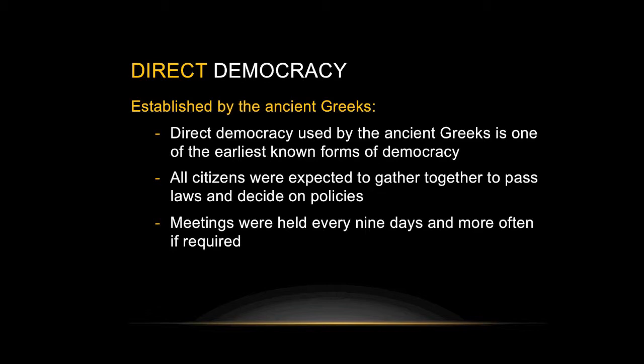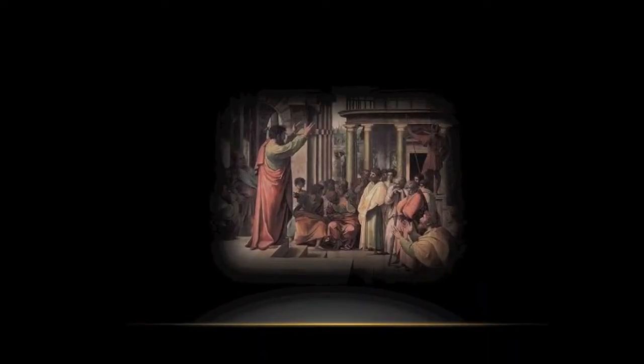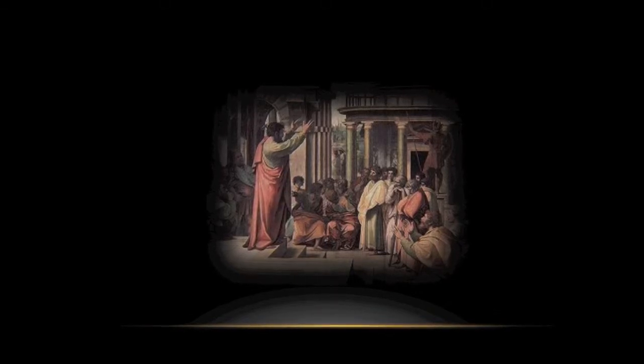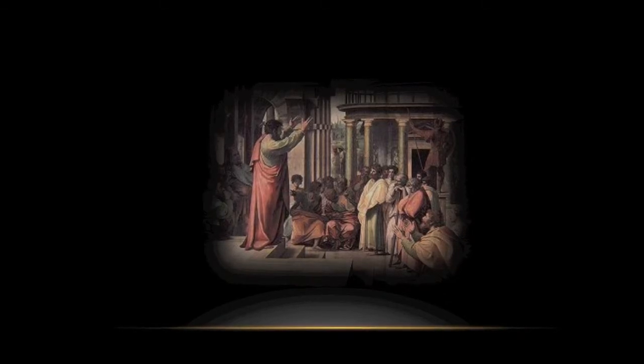Originating in ancient Greece, a direct democracy was a system of government literally run by the people. The people would gather together and pass laws and decide policy on everything, from taxes to the conduct of war. Meetings were held every 9 days and more often if required.